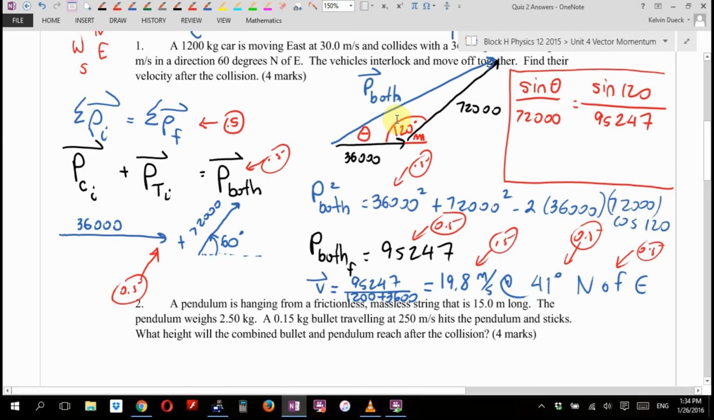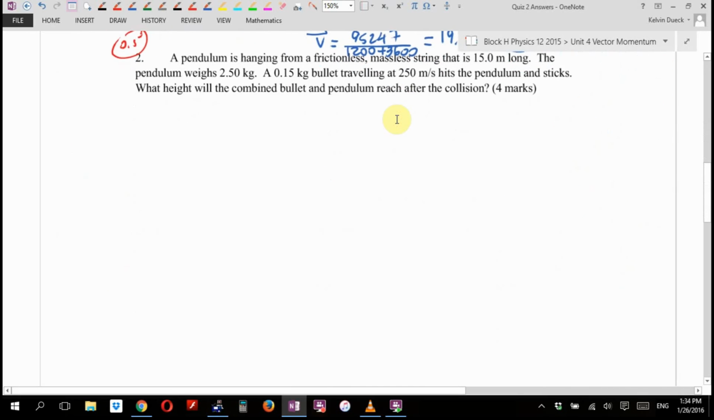Whew. Number 2, oh thank God, it's in a straight line. Here's our ballistic pendulum. The pendulum is hanging from a massless, frictionless string that is 15 meters long. Why'd they tell me the length of the string? Just to give you a number to worry about and confuse you. I don't think you're going to use it. The pendulum weighs 2.5 kilograms. A 0.15 kilogram bullet traveling at 250 meters per second hits the pendulum and sticks. I think we call that inelastic.